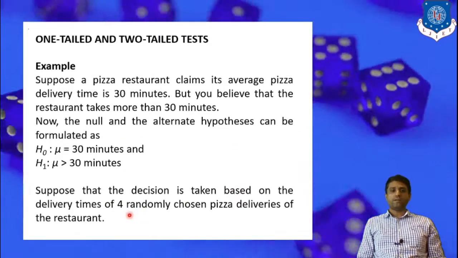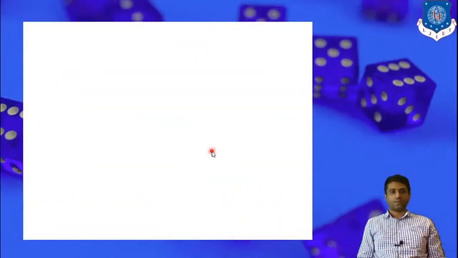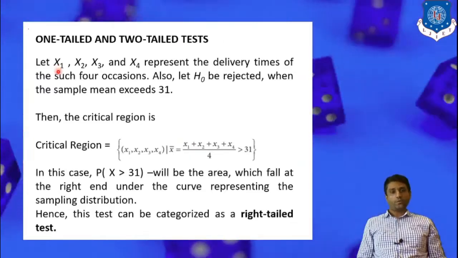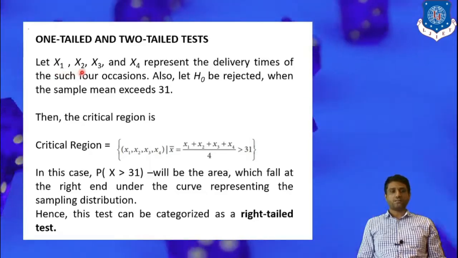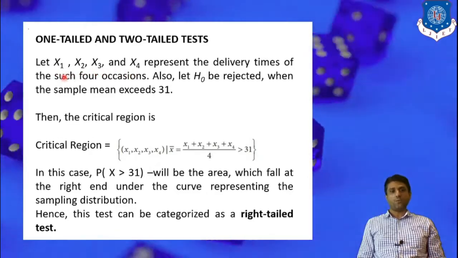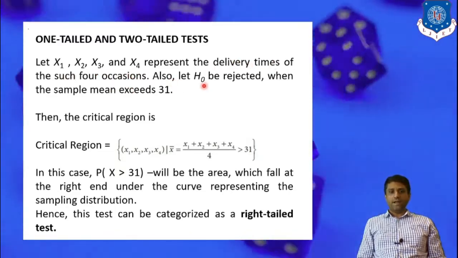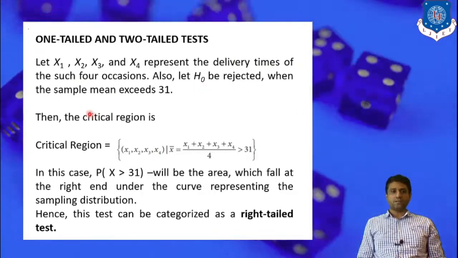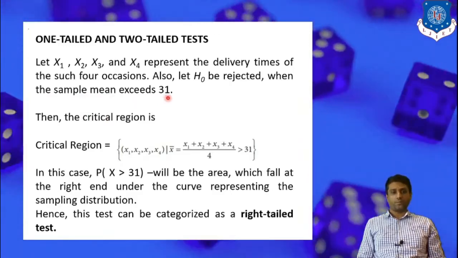So we have to consider 4 samples of the pizza delivery. Say x1 is the first sample, x2 is the second sample of the pizza delivery. Similarly x3 and x4. These are the 4 samples of the delivery times. Let H0 be rejected. Now, the null hypothesis is rejected. That means the average time exceeds 30 minutes, that is, 31 minutes.